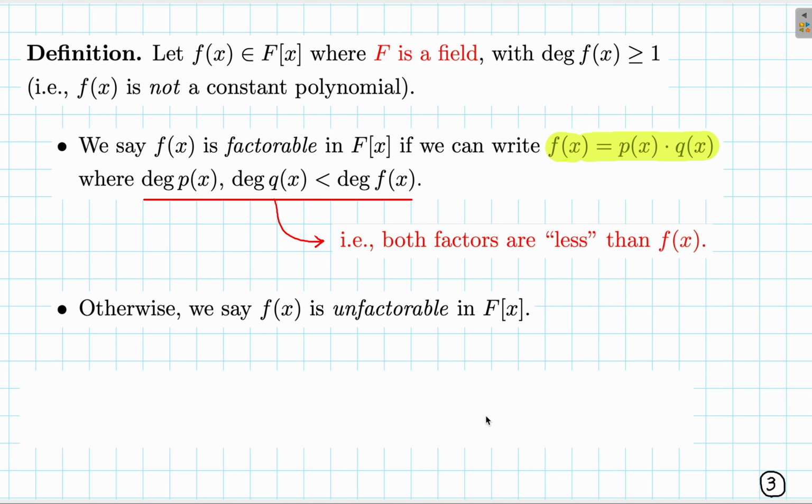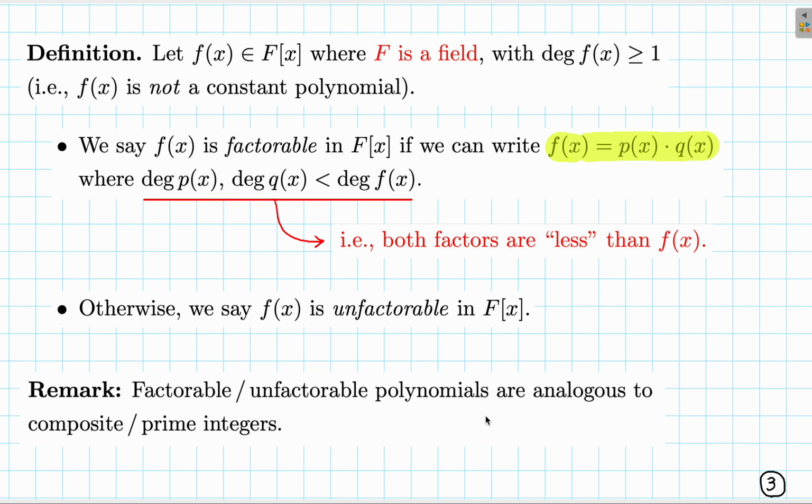And here's a remark, and this is part of the big picture stuff of the structural similarities between the integers and these polynomial rings, namely that factorable and unfactorable polynomials are analogous to composite and prime integers. Even with composites, when we factor, say, 15 as 3 times 5, notice how both factors 3 and 5 are less than the original integer 15. And so we have a similar kind of requirement for a legitimate factorization of polynomials.